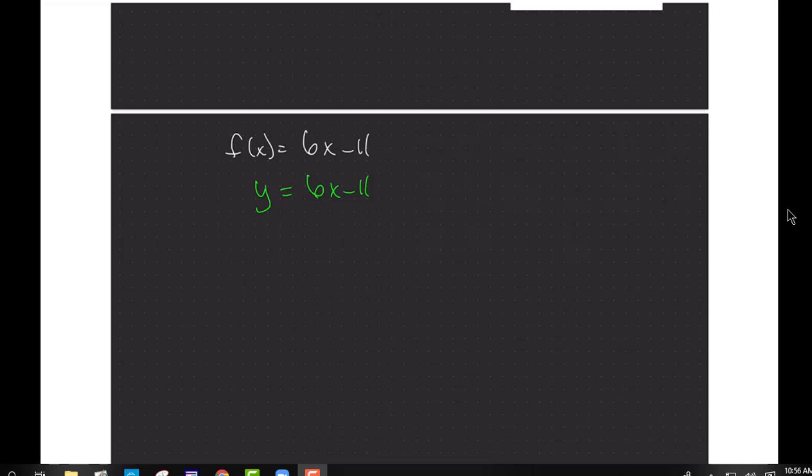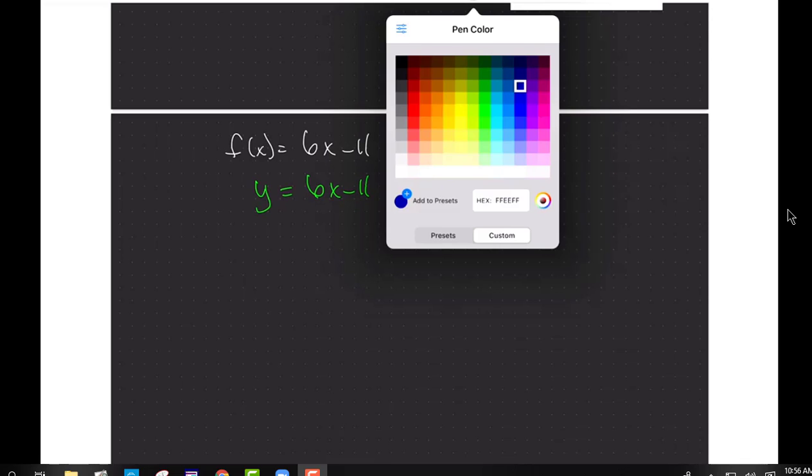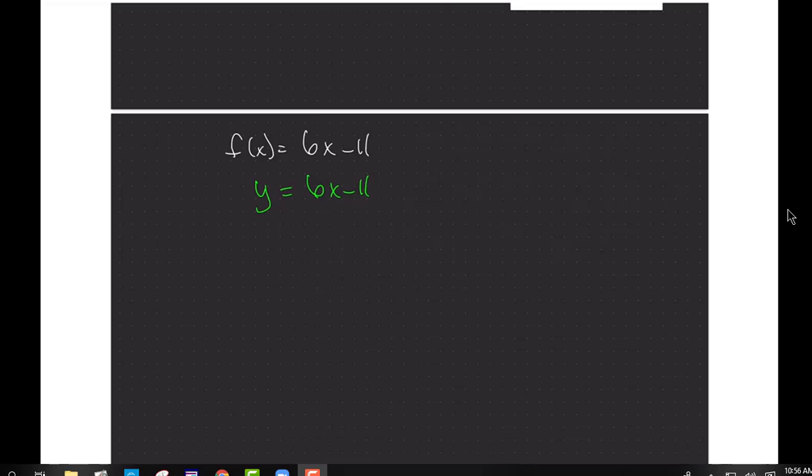So what's the first thing we do? Flip the y and the x. Okay. So now we get x equals 6y minus 11. What do we want to do? Add 11. Yep. And then we're going to divide by 6. Alright.